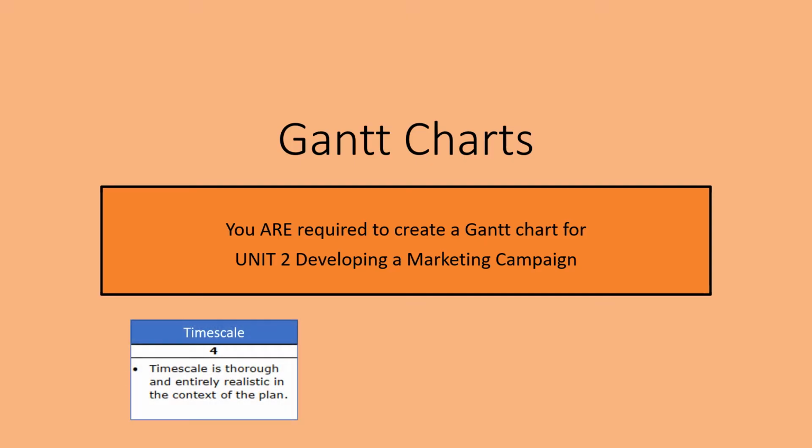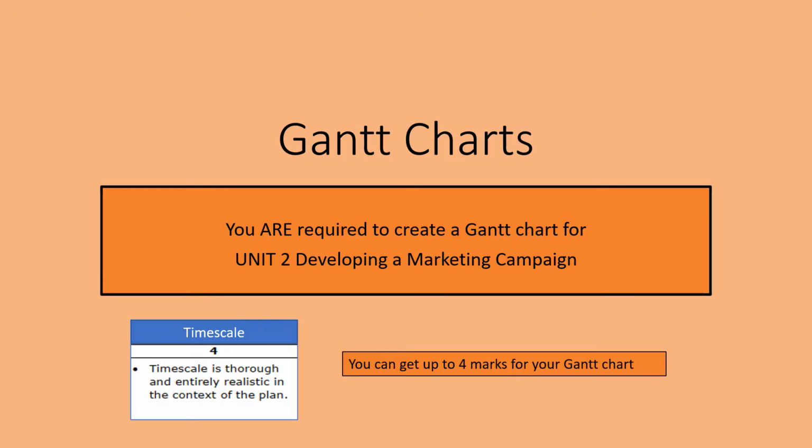It's worth up to 4 marks for you, and as you can see from the mark scheme here, if your timescale is thorough and entirely realistic into the context of the plan, the exam board will award you up to 4 marks. Not a lot of marks, you might think, but those 4 marks could make a difference between getting a pass and a merit, or a merit and a distinction. So it's absolutely vital you watch the video, understand the purpose of Gantt charts and why you're required to do one. So let's quickly look at the purposes of a Gantt chart.